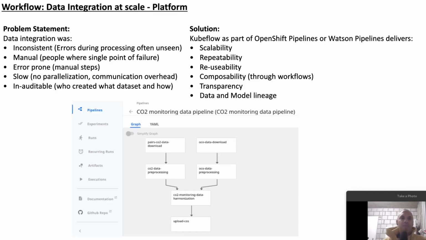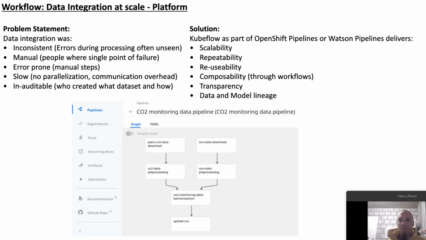So for the workflow platform, we actually run on top of kubeflow, which runs on top of Kubernetes, in our case on OpenShift. And before we have done this, we had a lot of inconsistencies. So we didn't catch all the errors which happened during processing. We had a lot of manual steps. So people have been the single point of failure when someone was on vacation. The other one needed to take over and didn't know what to do, kind of, no?